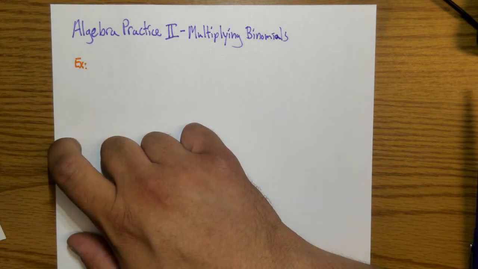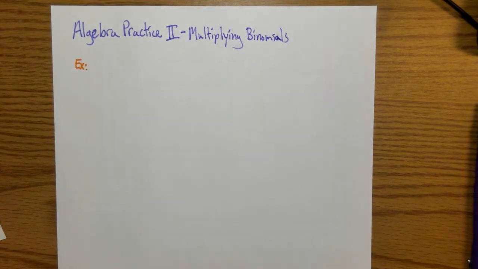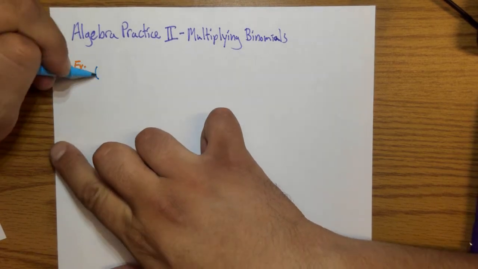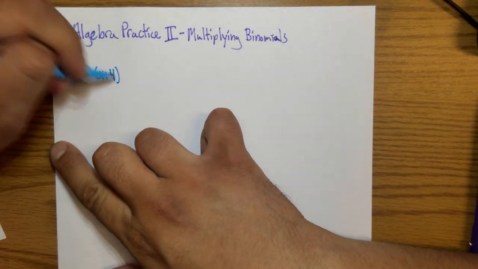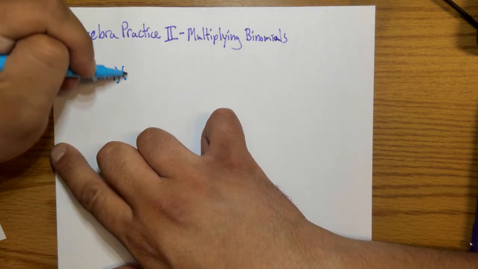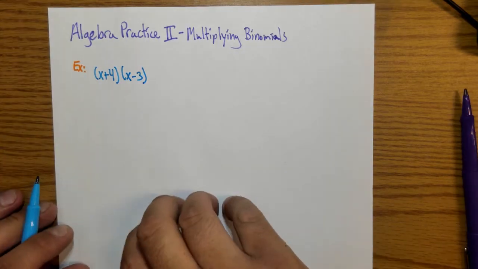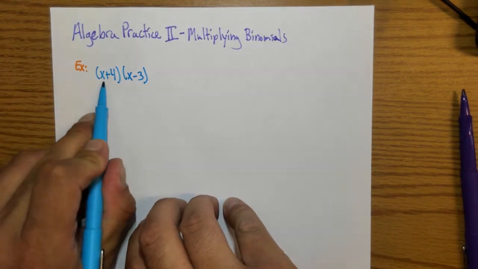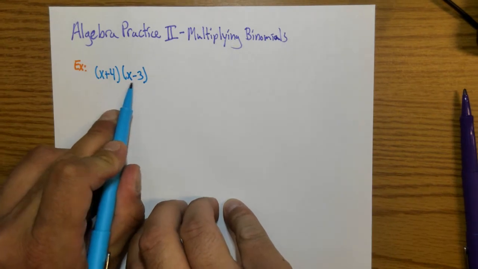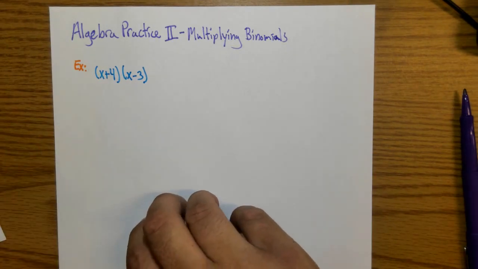Let's say that I have something that looks like this: x plus 4 times x minus 3. And as you can see, we have two binomials here. This x plus 4 is a binomial, and this x minus 3 is also a binomial. So we're going to be multiplying these together.